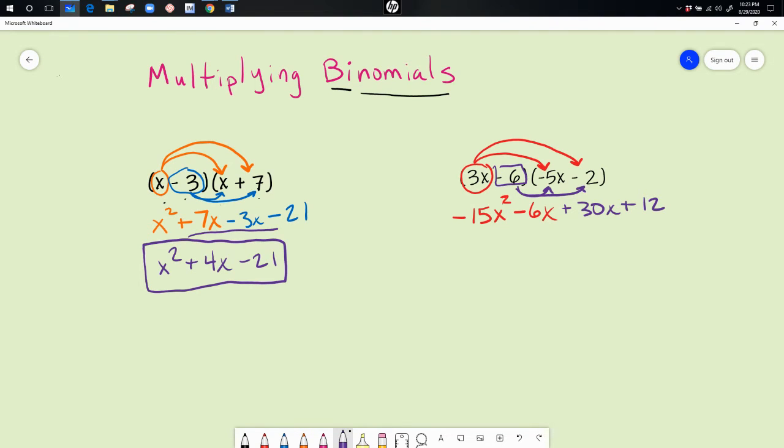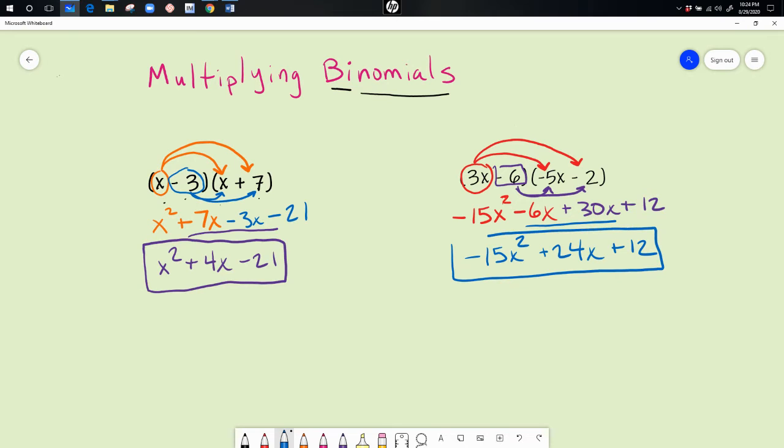Now we're going to combine like terms, which are these ones. That drops down. 30 minus 6, positive 24, and plus 12, and we are done. So hopefully you got that answer. If you didn't, hopefully you learned from your mistake.